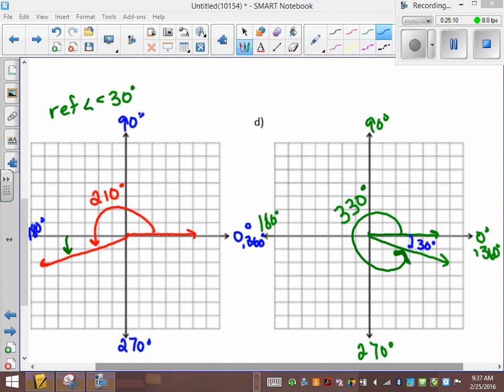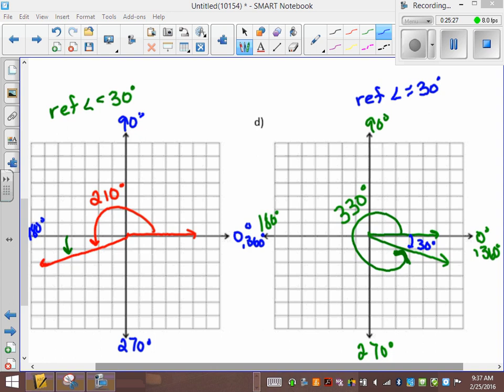Remember, reference angles are not always 30. I picked 30 just to prove to you that you can get a 30-degree reference angle in every quadrant, but not every reference angle is 30, it could be 10, it could be 10.5, right? It's just the angle between the terminal arm and the x-axis.